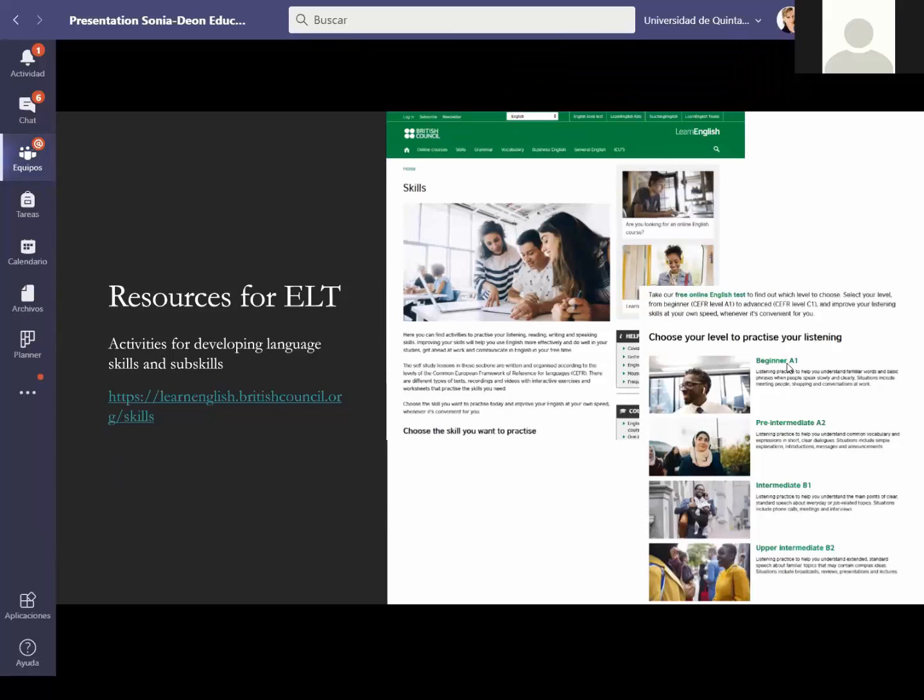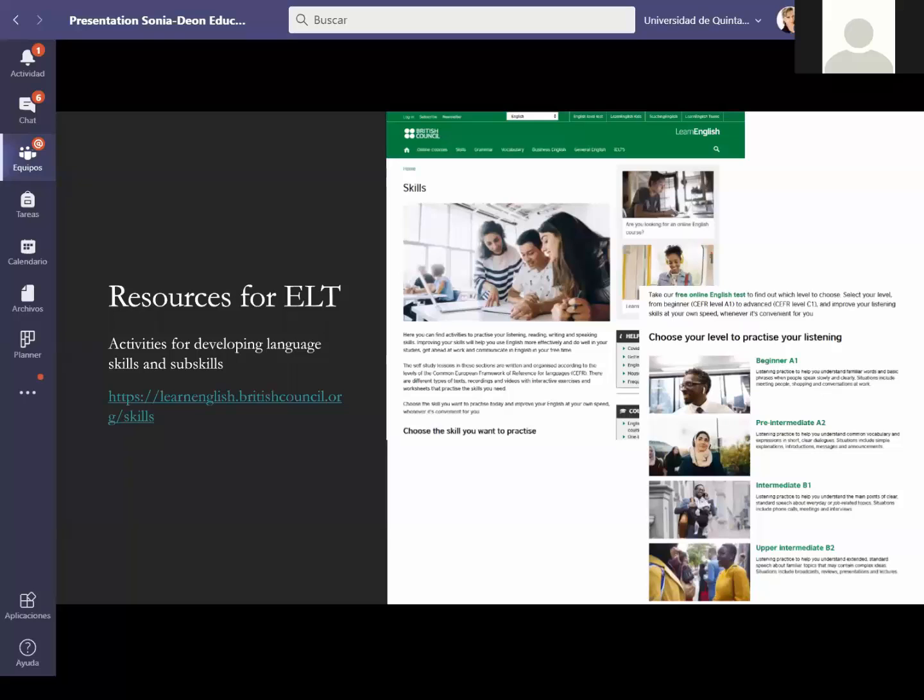So in this case, you'll see that, for example, for beginner one, I've chosen the skill of listening, and then it divides the materials available according to students' language level. So that's going to be very helpful when you're trying to look for listening tasks or reading tasks or even grammar and vocabulary that are based on the Common European Framework of Reference.